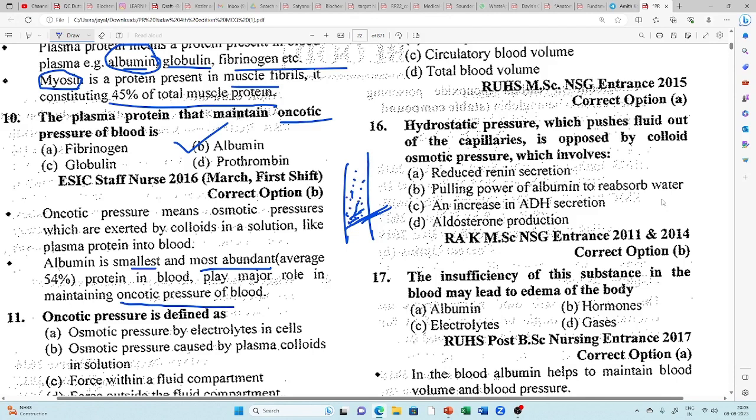Inside there are many colloids, that means plasma proteins. These colloids exert a pressure against the hydrostatic pressure. That's why the blood fluid stays inside the arterial or venous blood vessels only. That pulling power is known as osmotic pressure. Albumin's osmotic pressure pulls water inside the blood vessels, but hydrostatic pressure pushes it to go out of the blood vessels.